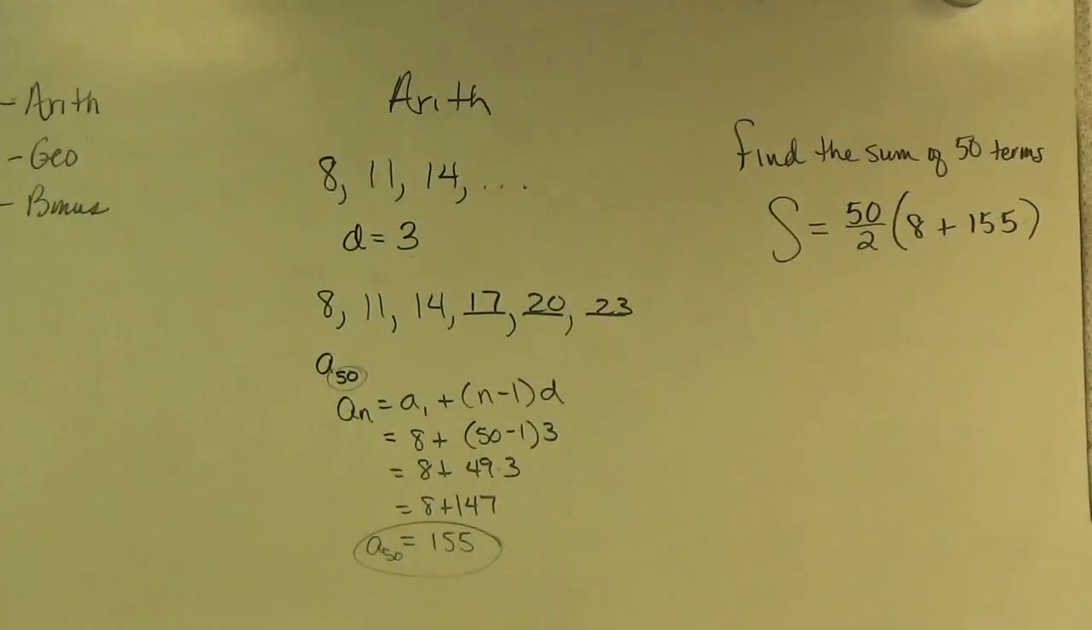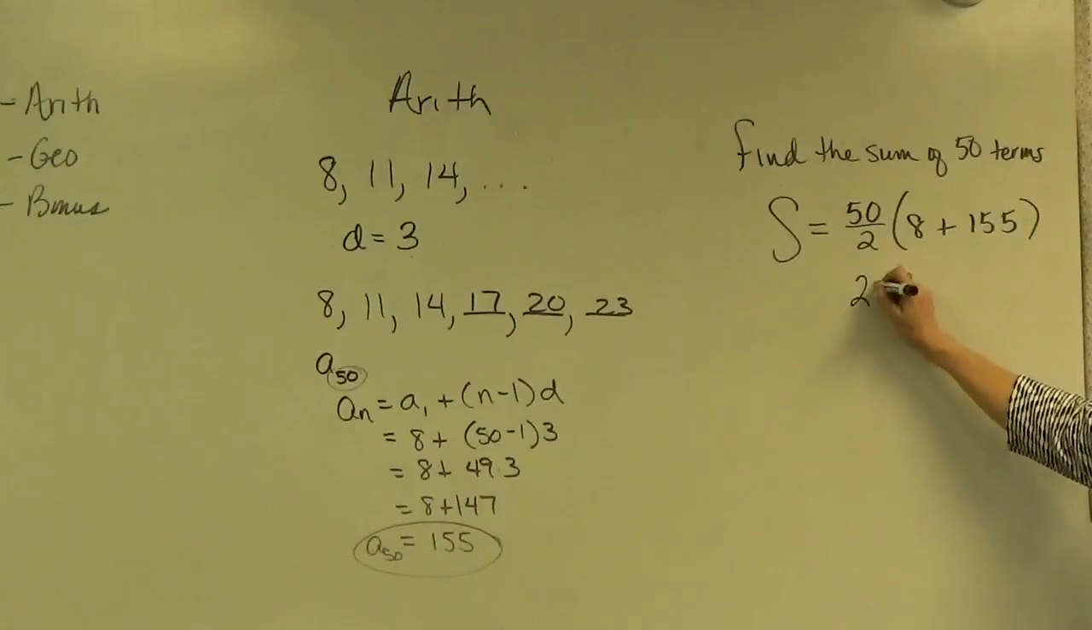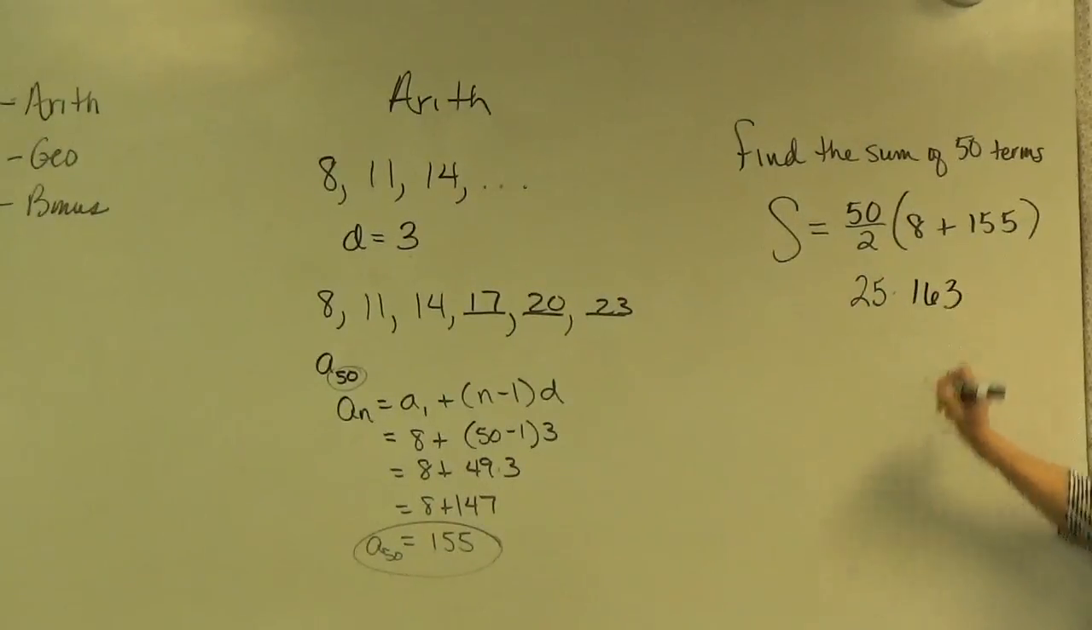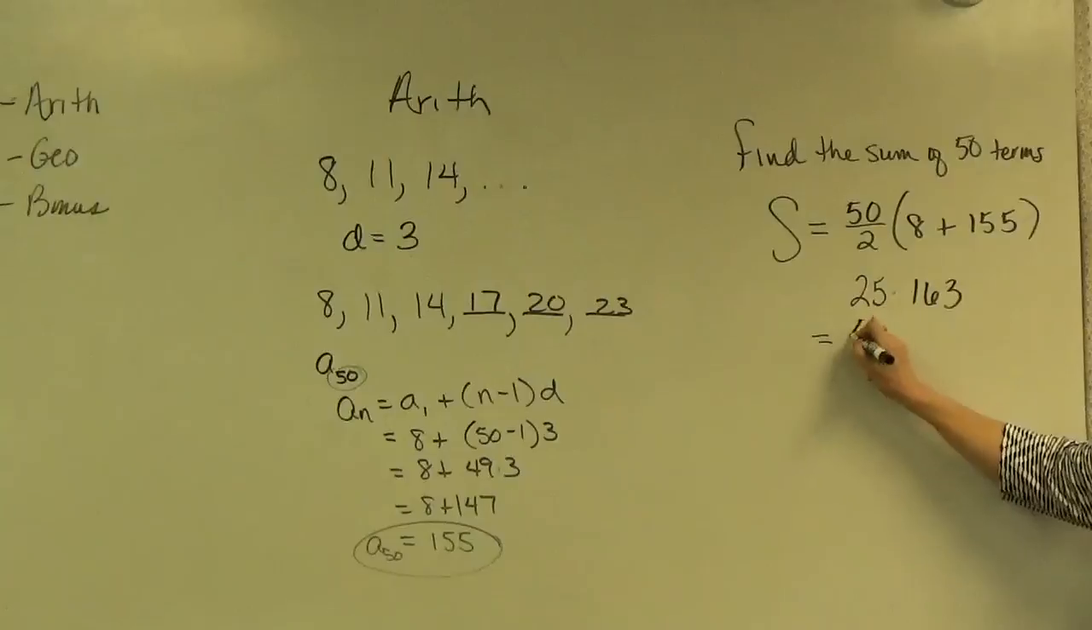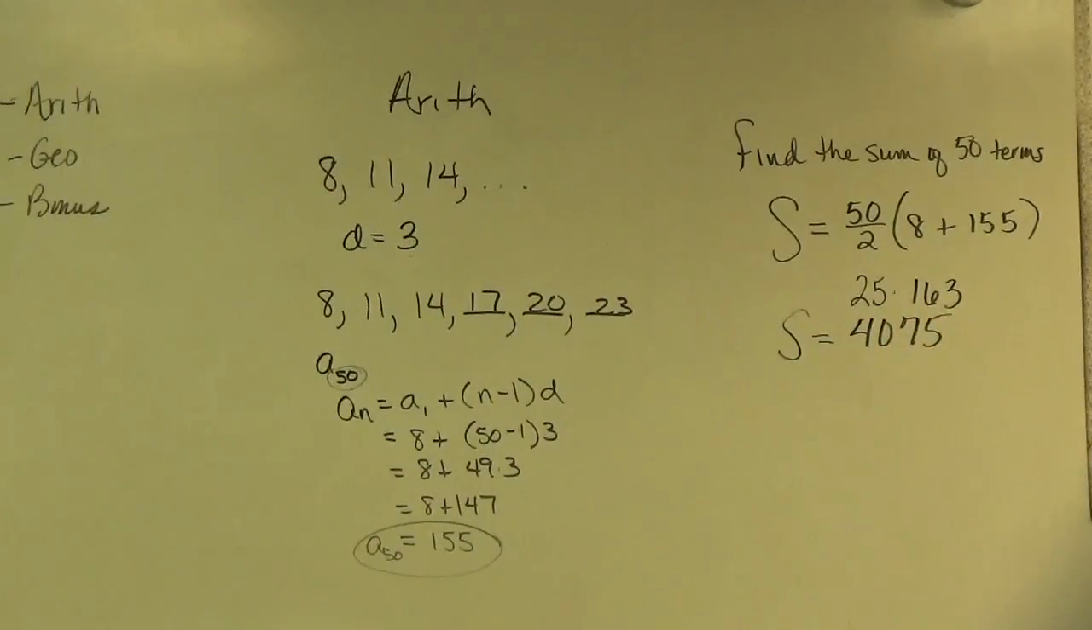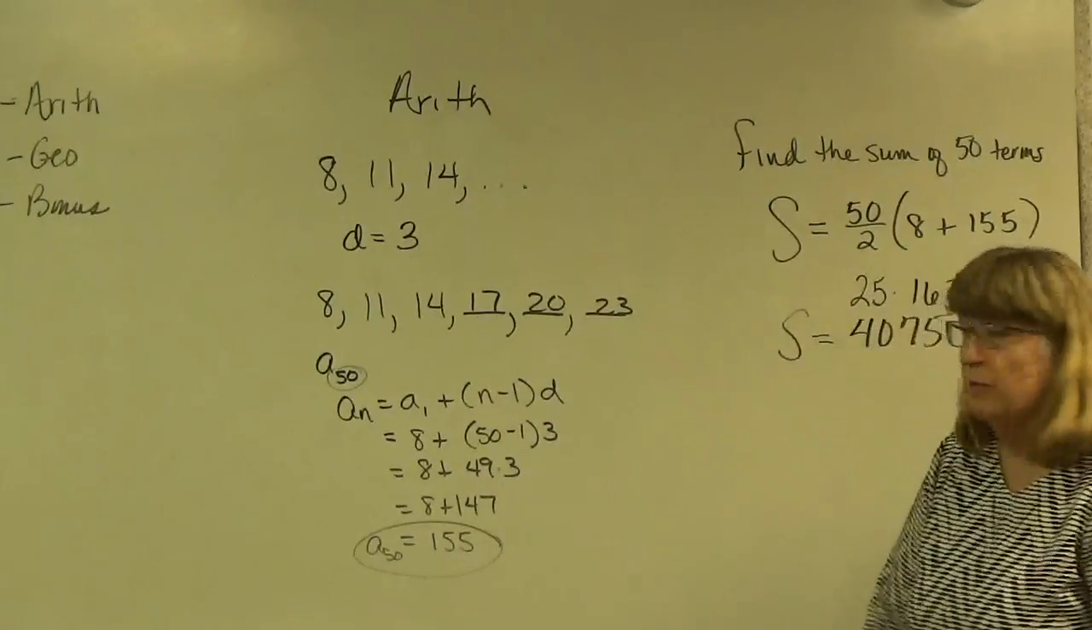Okay, so 50 divided by 2 is 25. 8 plus 155 is 163. So somebody tell me what 25 times 163 is. That is 4075. And that'd be our sum. Now, how many problems have we done so far? Just one. We've done more than one.